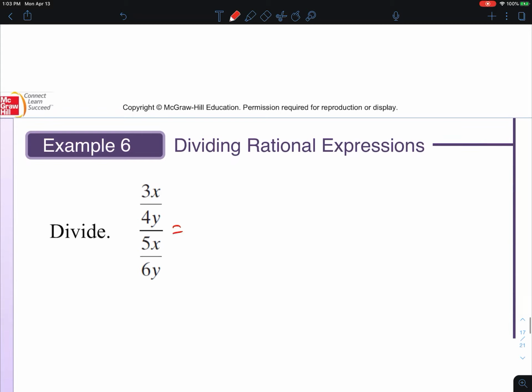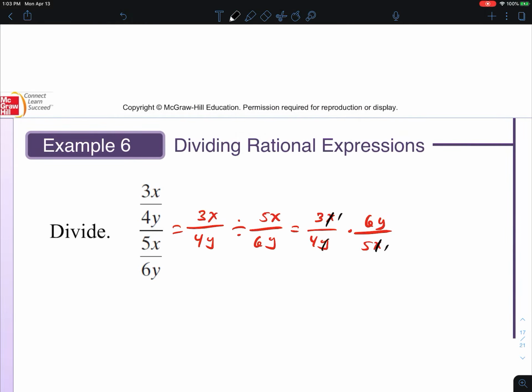Now this is a complex fraction, so I'm going to rewrite it so it can look the same way the other ones looked. So that's going to be 3x over 4y divided by 5x over 6y, and then I'm going to keep the first fraction, change the operation, and then I'm going to find the reciprocal.